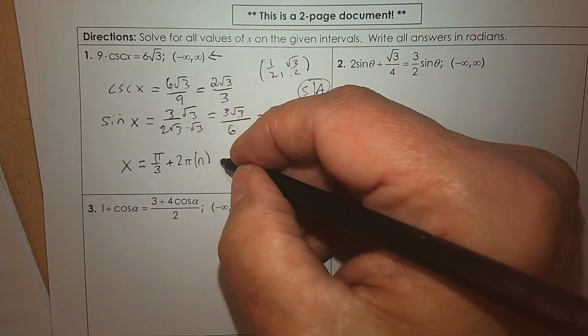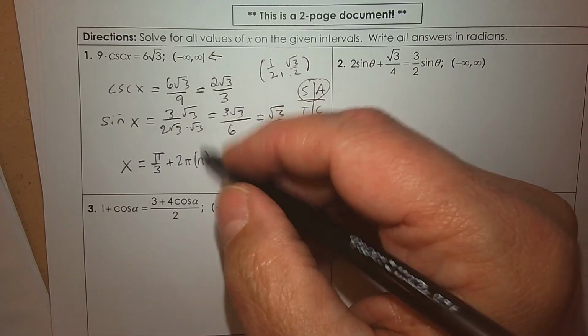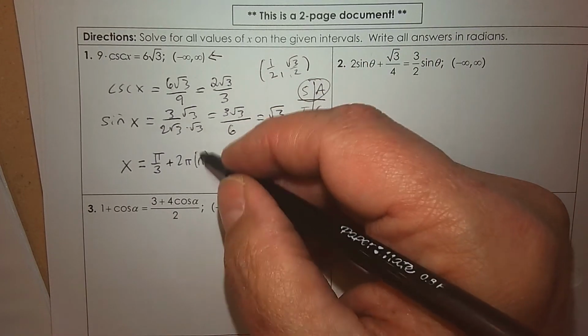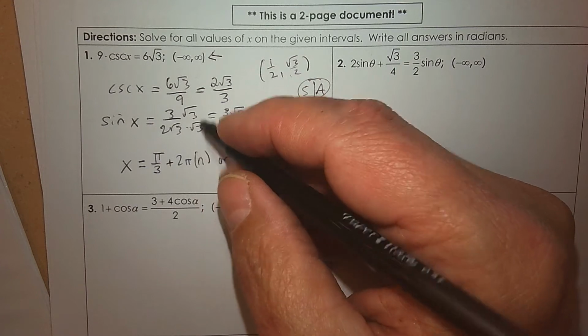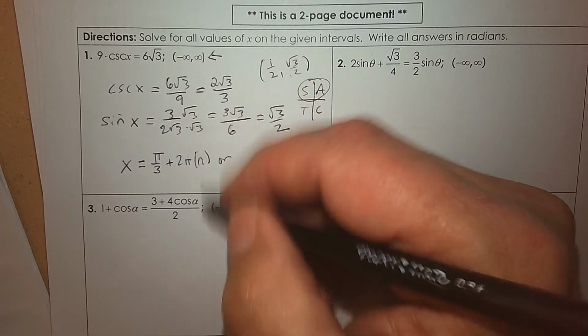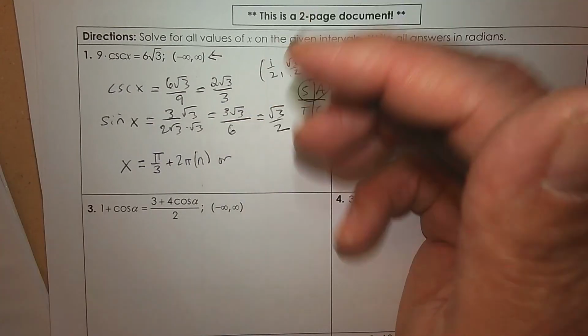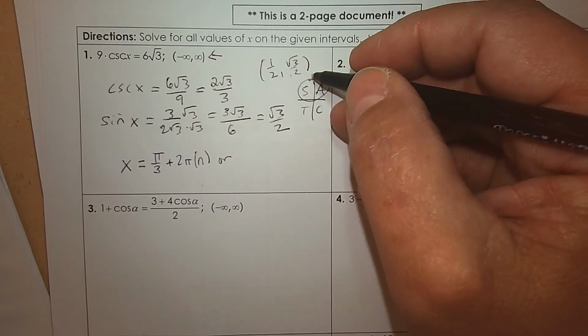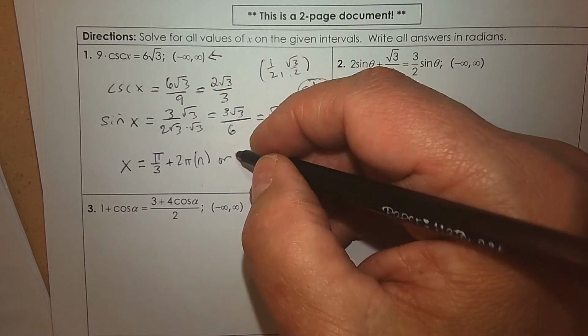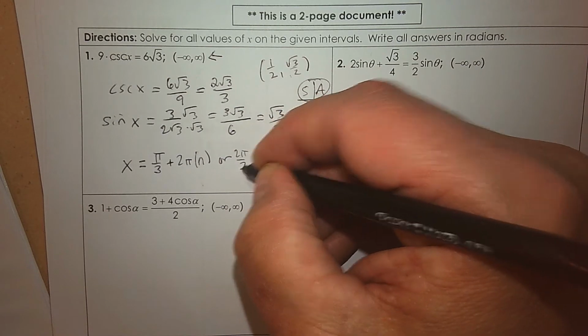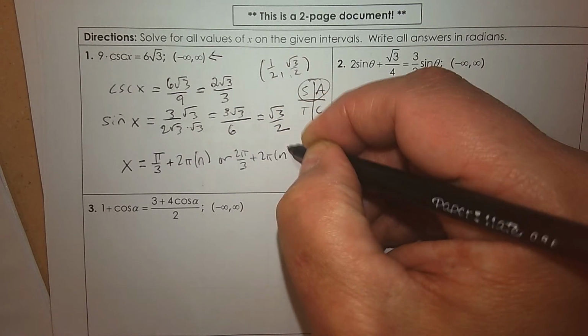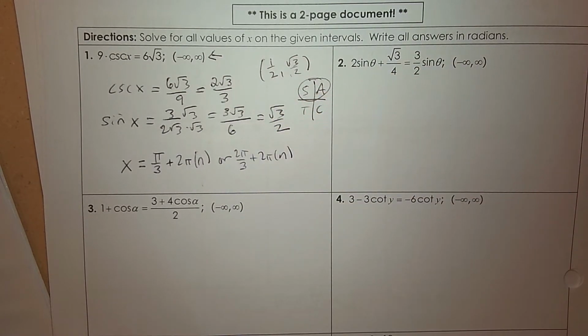The other answer possibility: if I want to find the answers, you just plug in different integers for n. I could plug in 0, 1, 2, 3, 4, and that would always give you a correct answer. In quadrant number 2, the angle is 2 pi over 3. And again, I'd have to do the same thing to find all the answers possible.